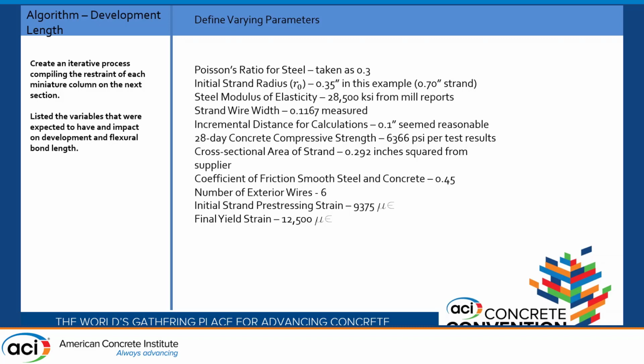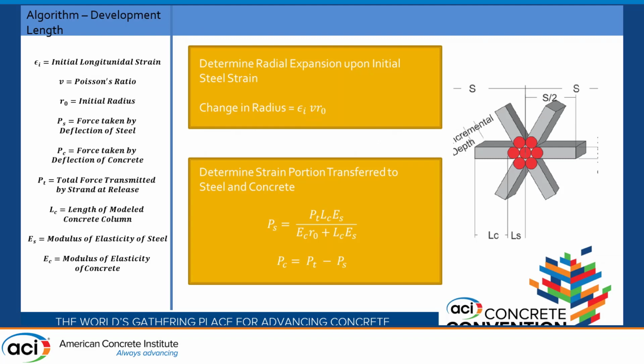I used some published data on this and a six-wire strand. And with the initial pre-stressing stress of 75%, and then the final yield stress of 12,500 in this case. So step by step. Determine the radial expansion of the initial steel strain, which is Poisson's ratio times the strain times the radius of the initial strand.